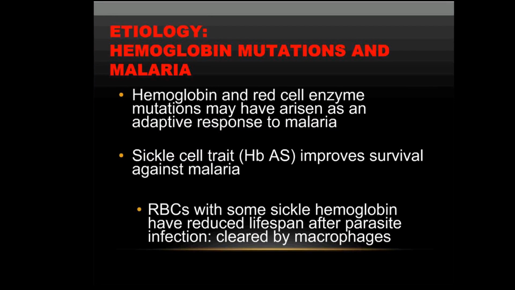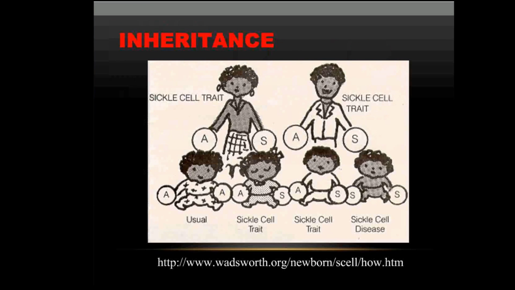Now, when we look at why this ended up occurring, it's possible that hemoglobin and red cell enzyme mutations might have been an adaptive response to malaria. Sickle cell trait improves the survival against malaria, and it's because some of the RBCs with sickle hemoglobin have a reduced lifespan after they're infected with parasites, and therefore they're more quickly removed by macrophages.